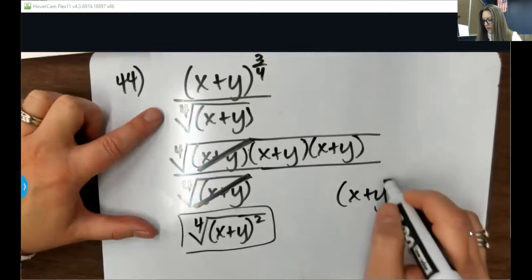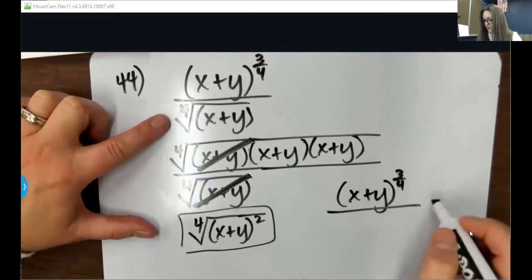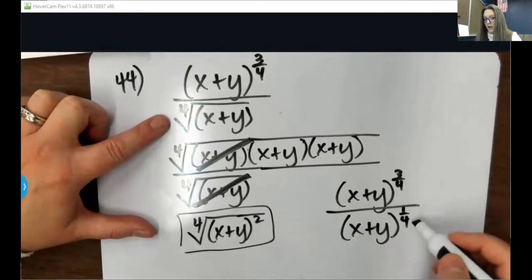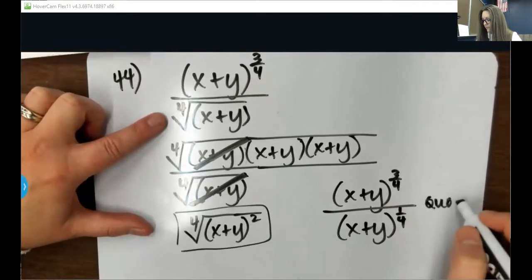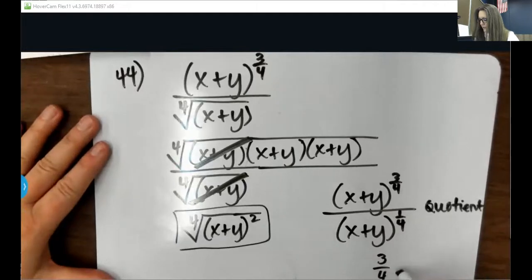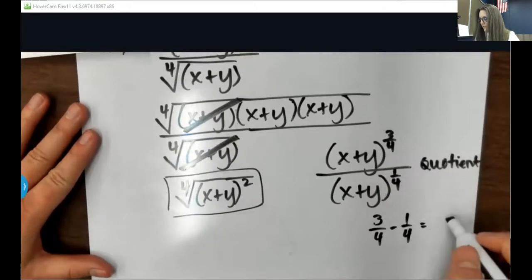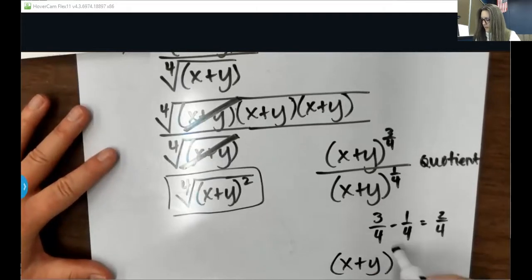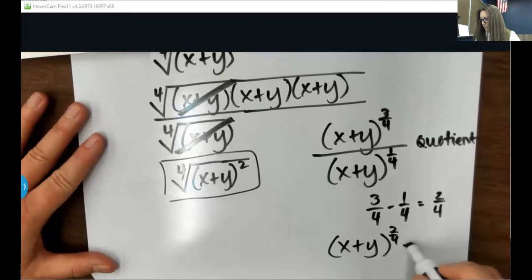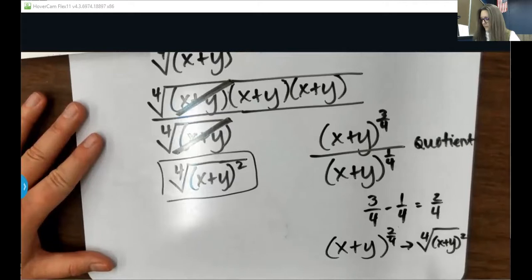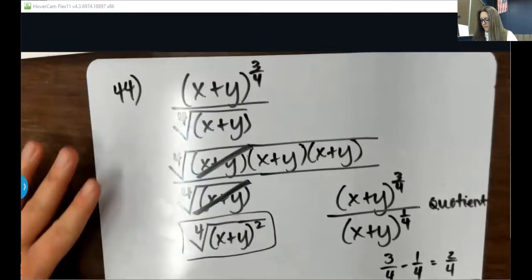We can also do this by subtracting exponents. We have x plus y raised to the 3/4 power in the numerator, and if I change the denominator to a rational exponent, it's 1/4, right? So when we subtract our exponents, because it's the quotient rule, I'm always following the math rules. You've got to follow the algebra rules. If you don't, you never know where you'll end up. 3/4 minus 1/4 is 2/4. So x plus y to the 2/4, same thing, I get the same answer, the 4th root of x plus y squared. Same answer, two different methods.